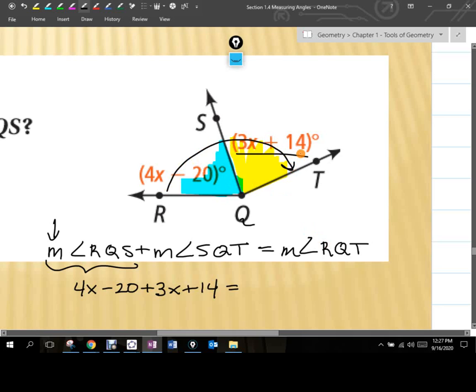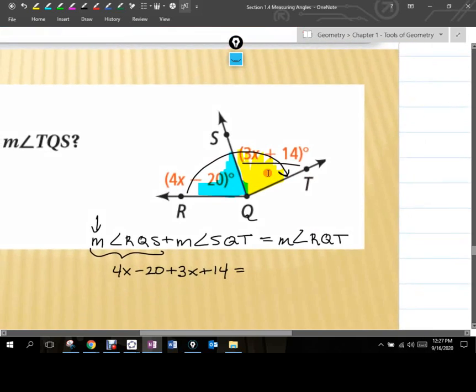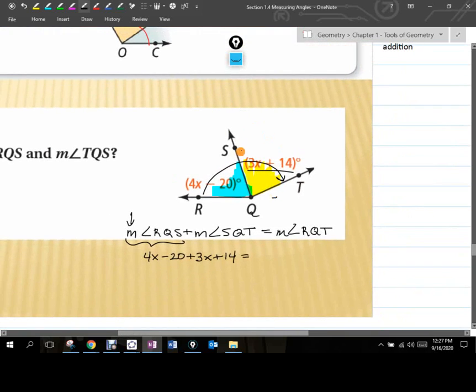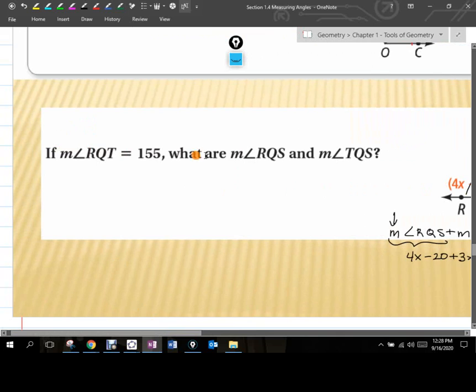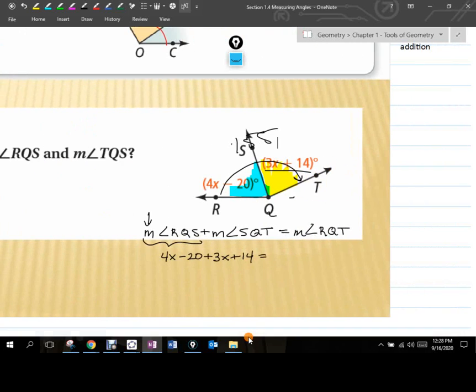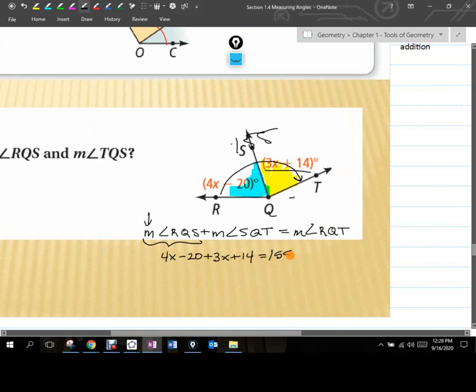That measurement should show up somewhere, usually not in the picture, because if I put 155 right there, it's hard to tell what that 155 is supposed to represent. Does that make sense? So they'll give that third measurement in the directions somewhere. The measure of angle RQT is 155. Now, is that an algebraic equation we can solve? We combine like terms: 4x and 3x gives me 7x minus 6, negative 20 and positive 14, equals 155.